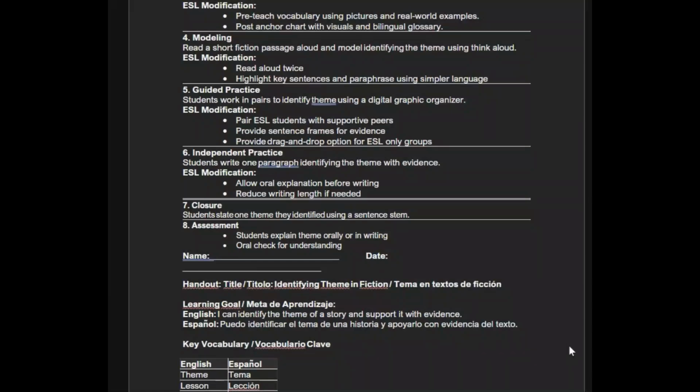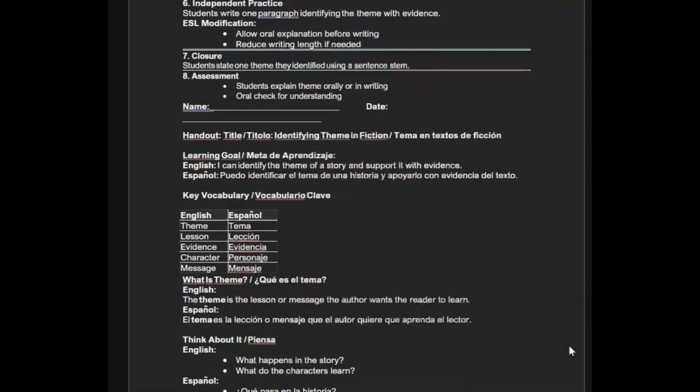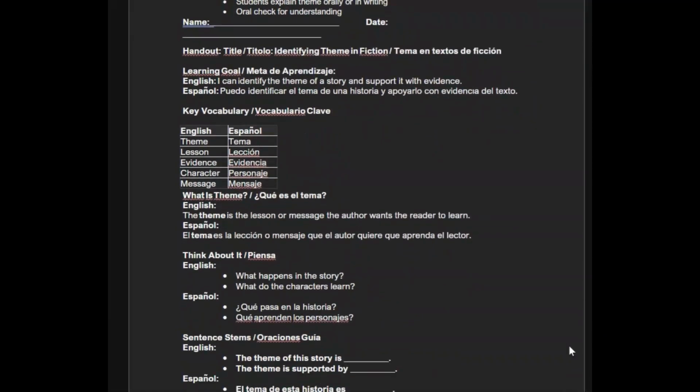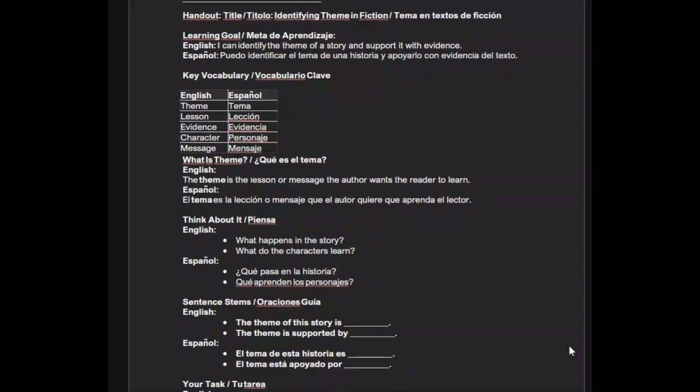The assessment is going to be the students explain the theme orally or in writing with the oral check for understanding. Now, the handout that goes with this is going to be bilingual with instructions in English and Spanish. All these handouts are going to be bilingual so that ESL students can understand what's being said.